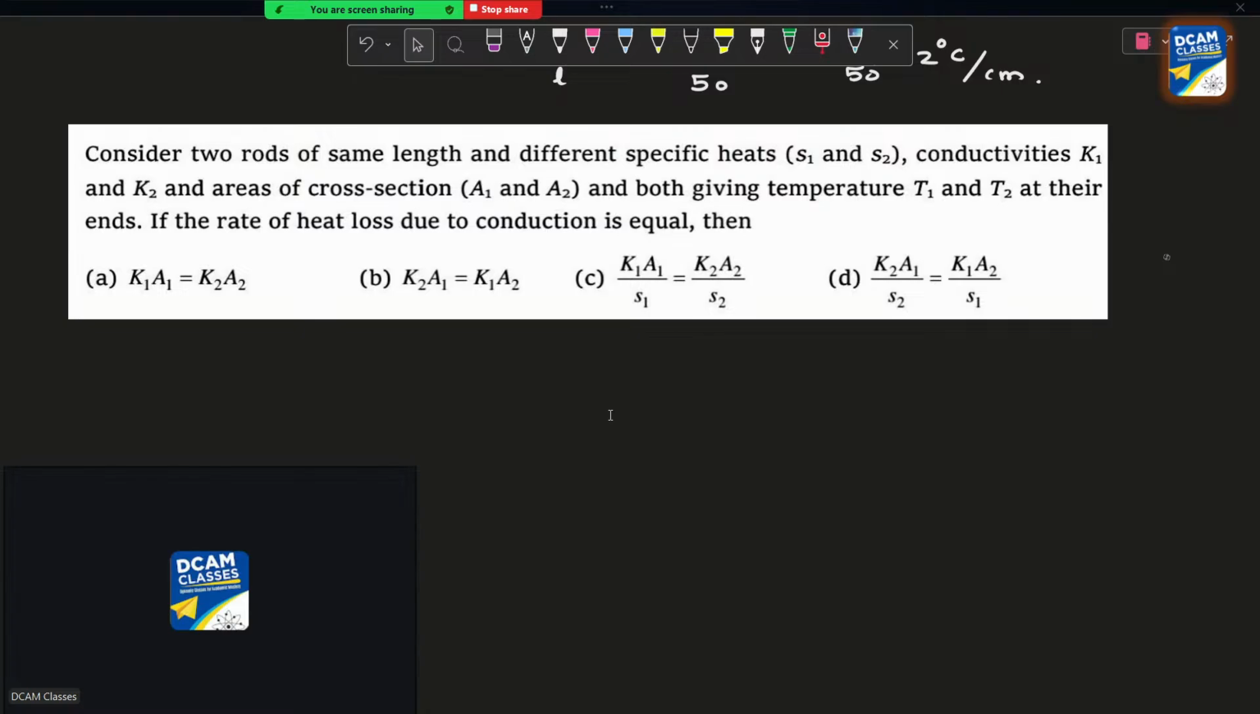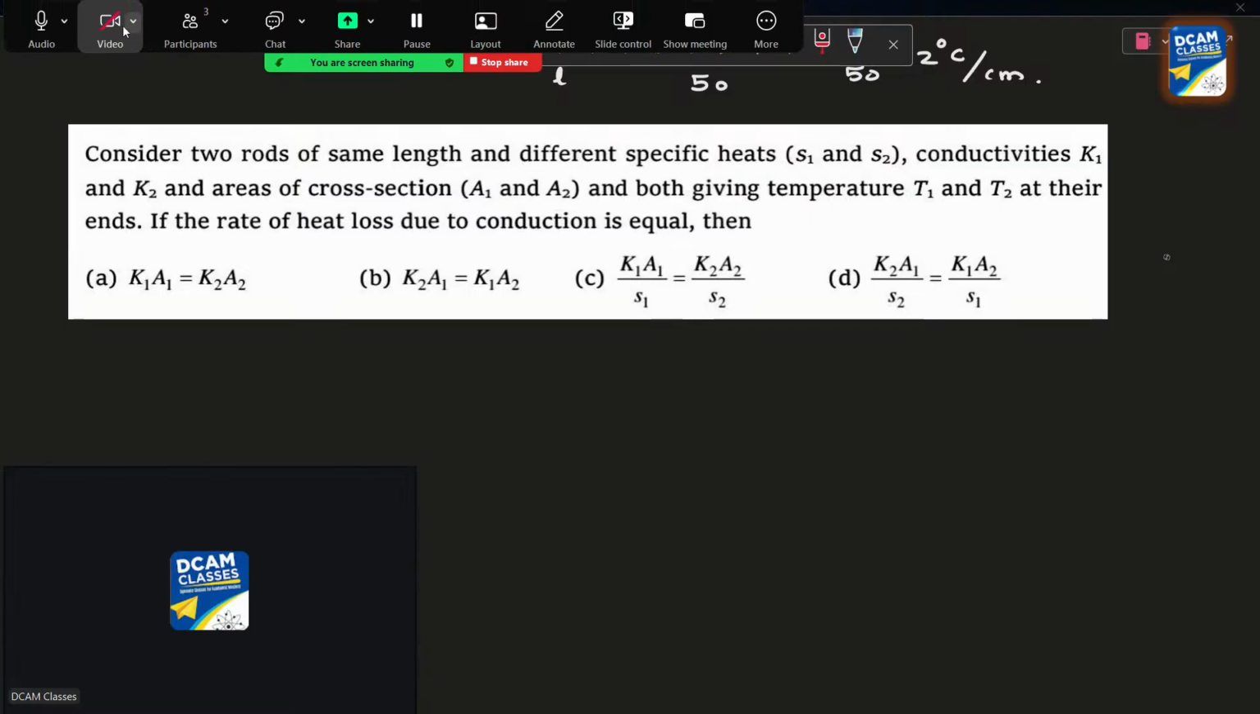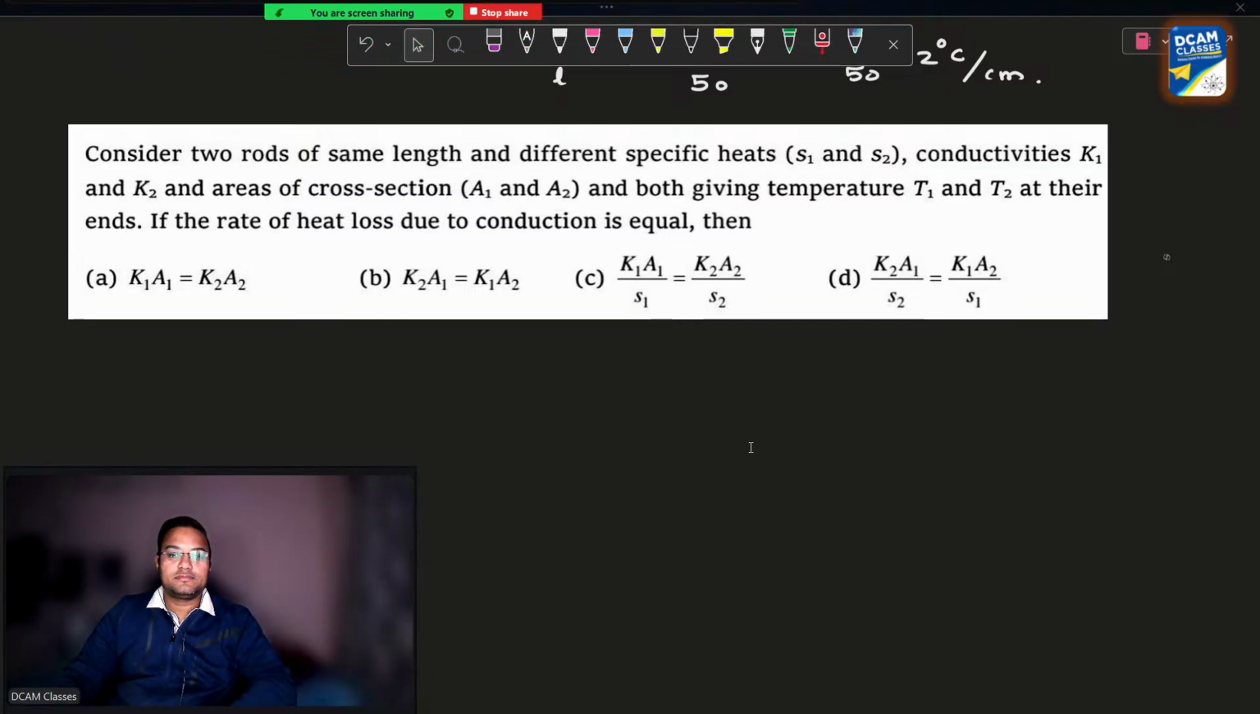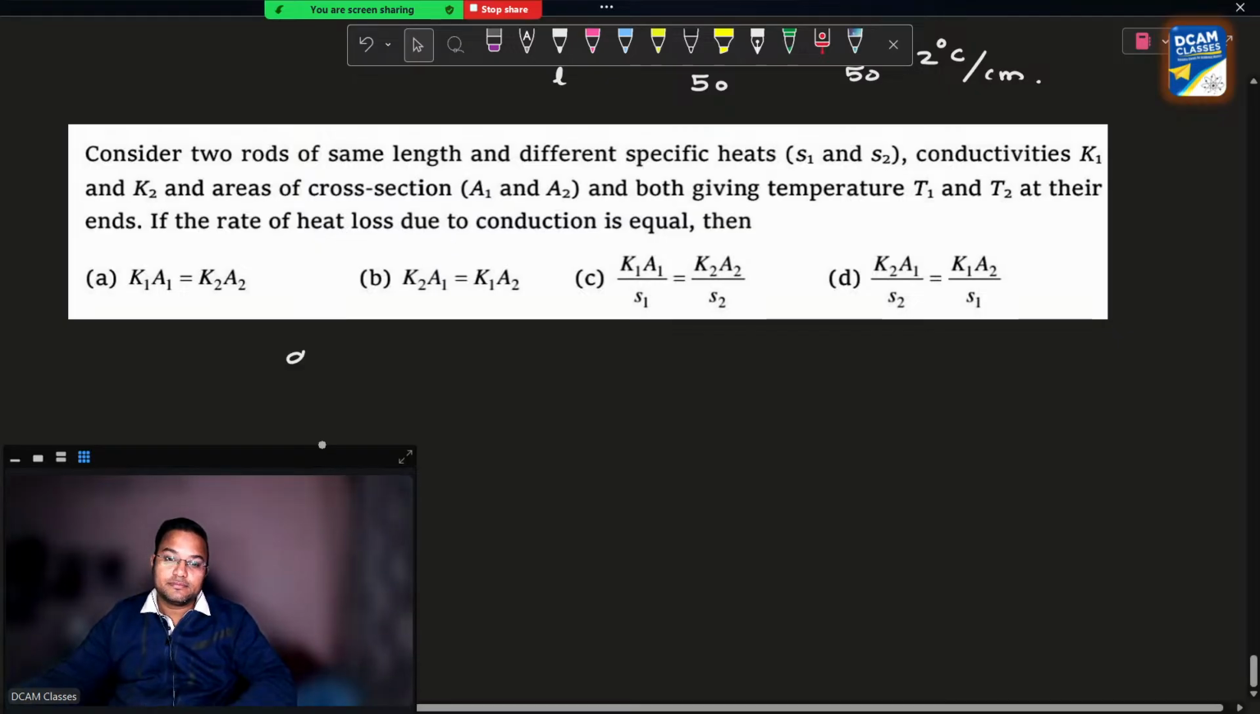Sir, I'm getting A. A, you are getting. Correct. This was an easy question, no? Yes. Rate of heat loss is same.